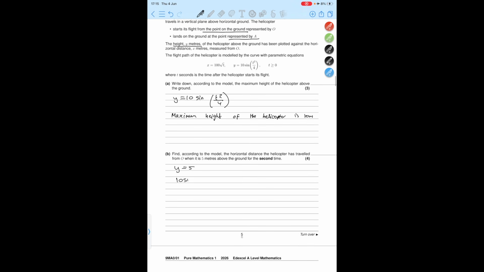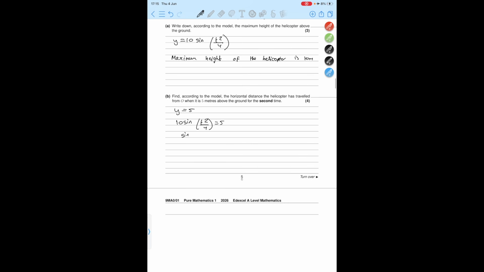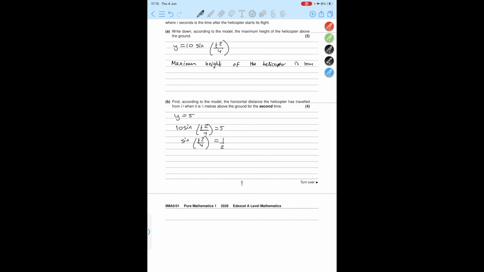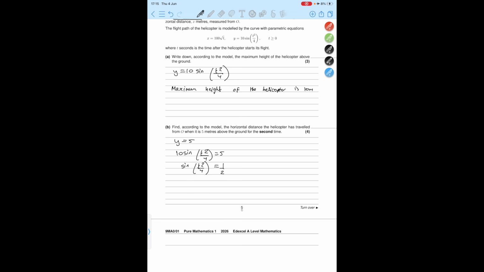So 10 sine of t squared over 4 is equal to 5. So sine of t squared over 4 is equal to a half. Now we should know the sine inverse of a half. So I'm going to take the inverse here.